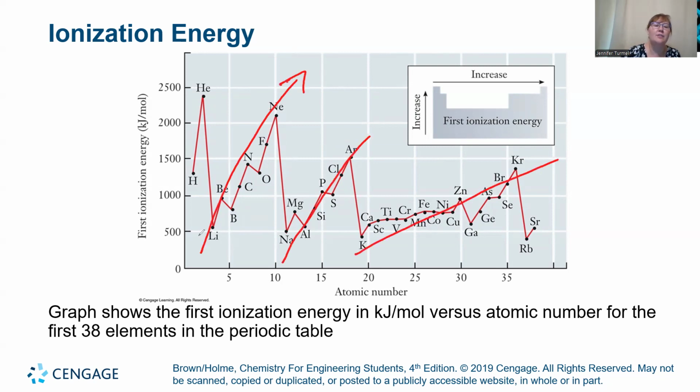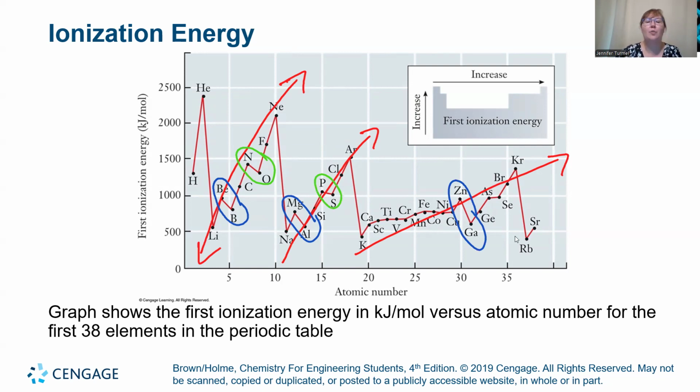You can see these overall trends that are going up, but there are also these really, really important exceptions. Beryllium goes down to boron, and magnesium goes down to aluminum. And then you can see right here, nitrogen goes down to oxygen, phosphorus goes down to sulfur. You can also see it a little bit here when you see zinc taking this nosedive down to gallium. And these are some really important exceptions.